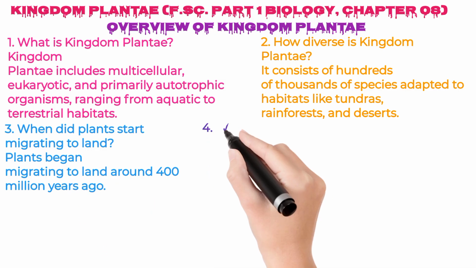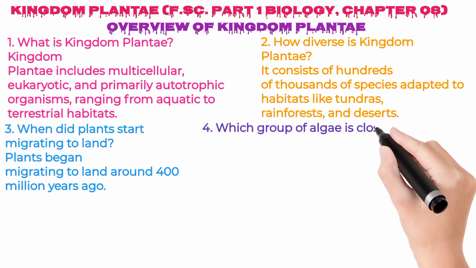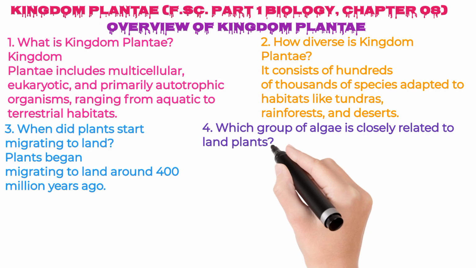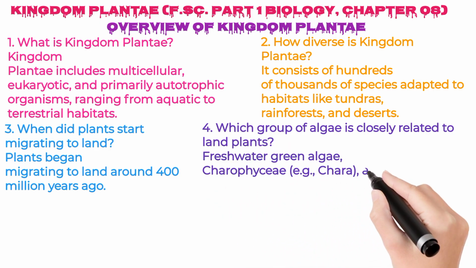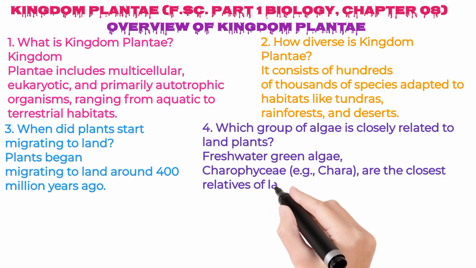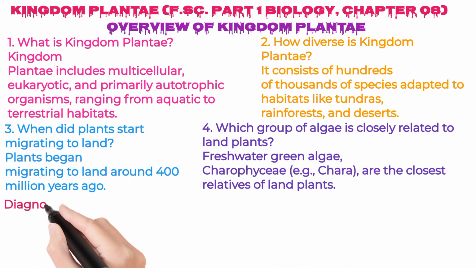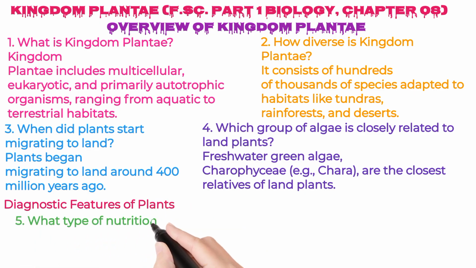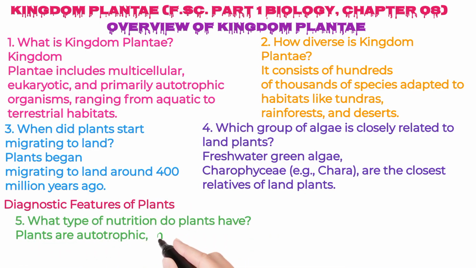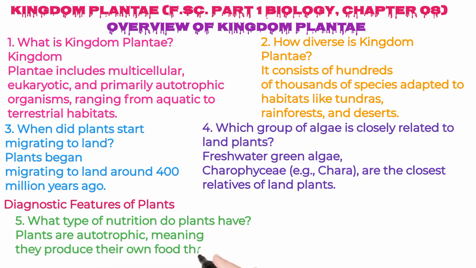4. Which group of algae is closely related to land plants? Freshwater green algae, Charophyceae, e.g., Chara, are the closest relatives of land plants. Diagnostic features of plants. 5. What type of nutrition do plants have? Plants are autotrophic, meaning they produce their own food through photosynthesis.